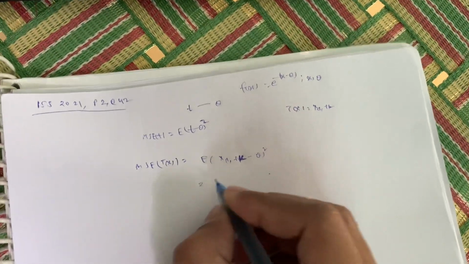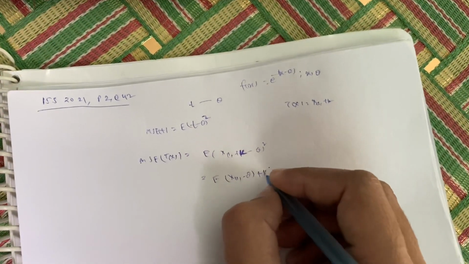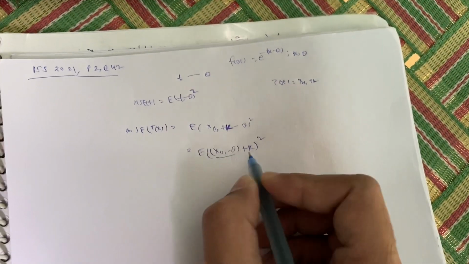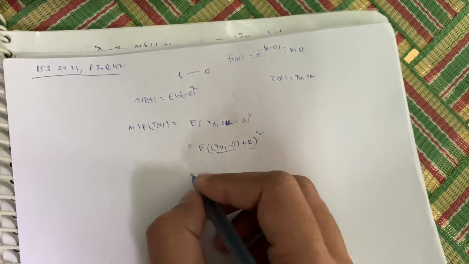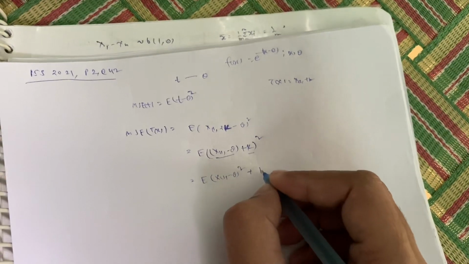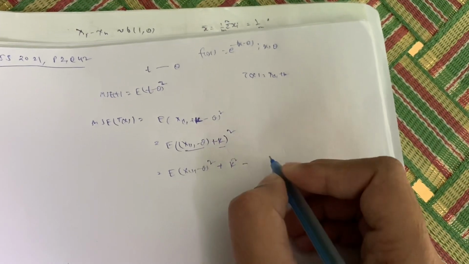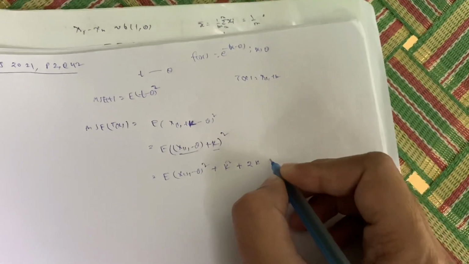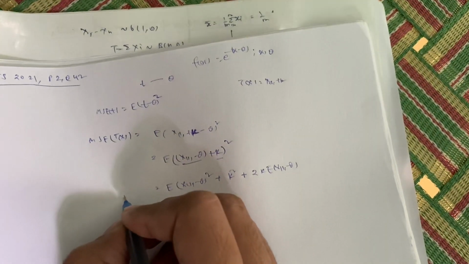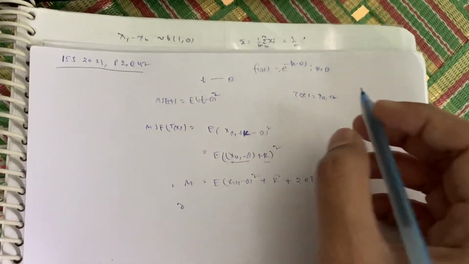So let's rewrite it like this: the expectation of (X(1) minus theta plus k) whole square. Now suppose this is a and this is b, and apply the (a plus b) whole square formula. Then it will be the expectation of (X(1) minus theta) square, plus k square, because the expectation of a constant k square is constant, plus 2k times the expected value of (X(1) minus theta). Suppose this is M; we need to minimize it with respect to k.